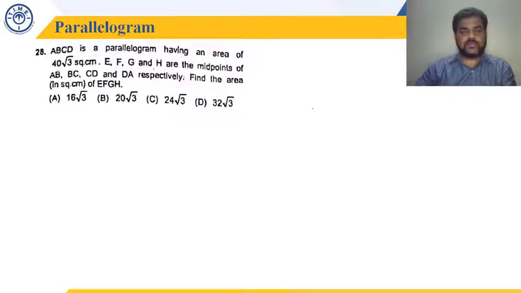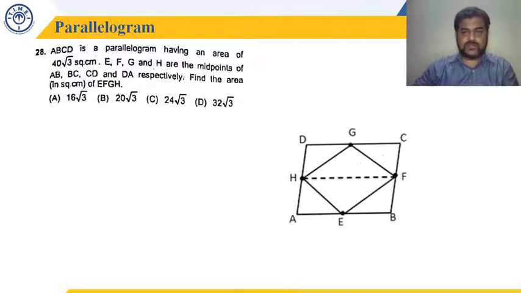Fine. So let's draw a diagram first. This ABCD is a parallelogram. G is the midpoint of CD, H is the midpoint of AD, E is the midpoint of AB and F is the midpoint of BC. So if you join the midpoints of all the sides, this new figure formed, which is the quadrilateral EFGH, will be a parallelogram. Right? We have discussed this property a few minutes back. If you join the midpoints of the sides of any quadrilateral, the new figure formed will be a parallelogram. So this EFGH is a parallelogram for sure.